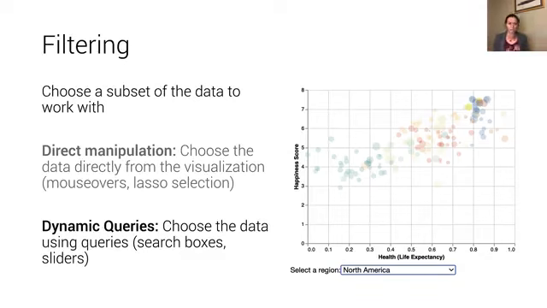On the other hand, with dynamic queries, what I'm doing is choosing based on very specific parameters of the data. So if I know the exact parameters and properties of the data that I want to filter for, dynamic queries are a great way of doing that quickly and efficiently. But it's much harder to choose the data we're interested in based on emergent properties of the data, like relationships between different dimensions.